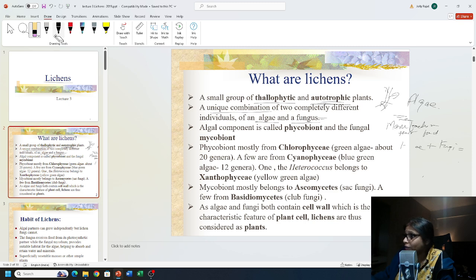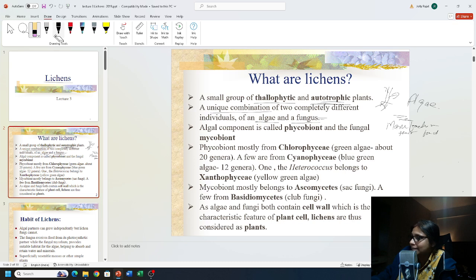So now you're clear what actually lichens are. You can even see lichens on the bark of trees. I have some pictures of lichens in the coming slides, which we can see. Anyhow, for now, let's just continue.